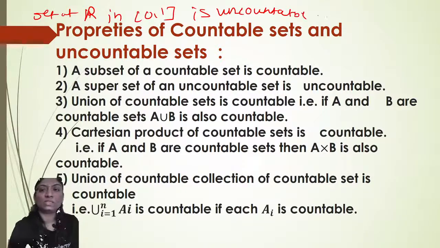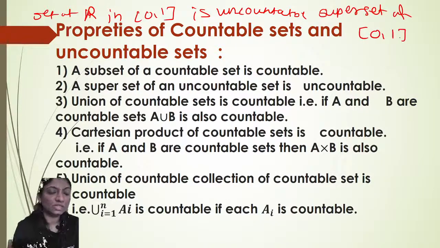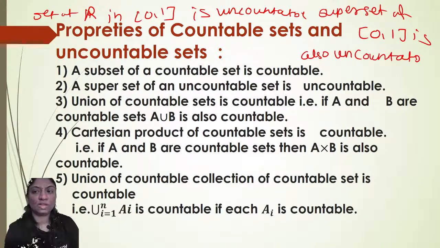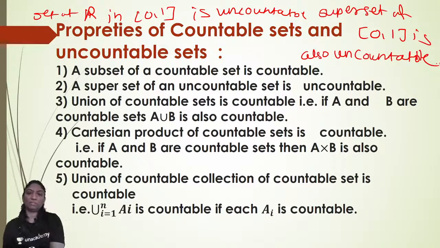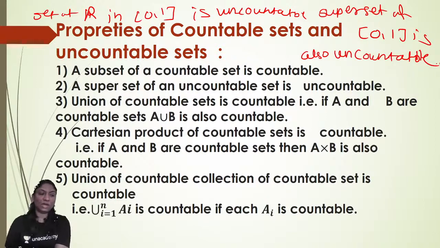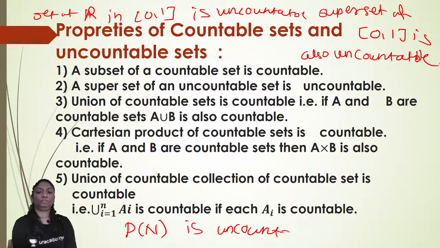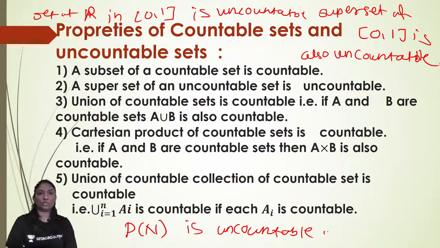Hence the superset of the closed interval [0, 1] is also uncountable. That is, the set of real numbers is uncountable. And the set of irrational numbers is also uncountable. And P of N, the power set of natural numbers, is also uncountable. Right? Power set of N is uncountable. Are you getting it? The countable sets and uncountable sets.